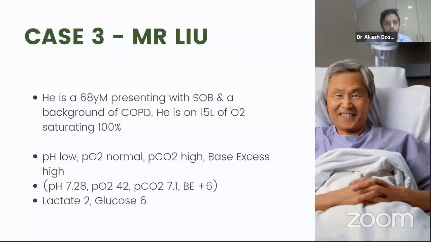Mr. Liu, honestly, he looks quite happy, but he's not because he's unwell. He's a 68-year-old man who is presenting with shortness of breath and with a background of COPD. You already know just on the background of COPD where this is likely going. This is why I tell you the clinical context is so helpful. He's on 15 litres of oxygen on a non-rebreathe mask and saturating 100%. I mean, you really can tell where this is likely going.